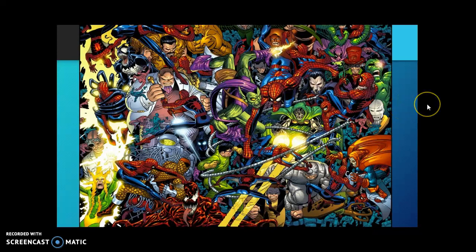And yes, this is a classic picture of Spider-Man fighting all of his bad guys. I'm going to do my best not to get too nerdy about this, but I happen to know this comes from Amazing Spider-Man 500. This is by John Romita Jr.